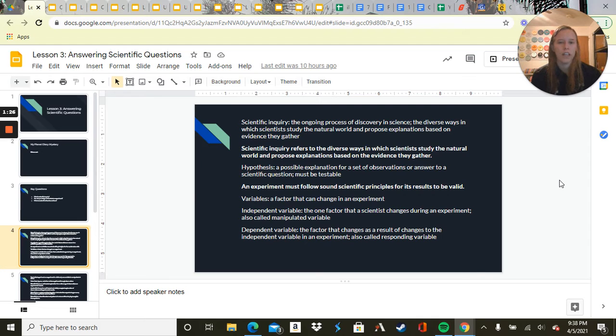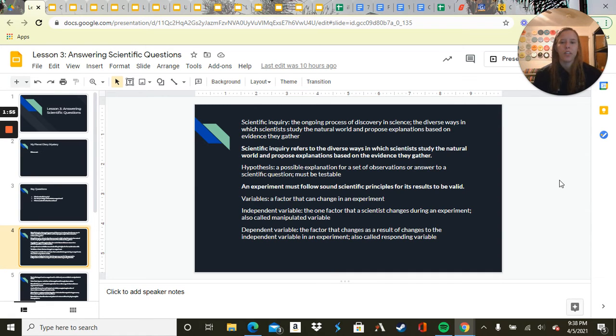So it refers, again, to the diverse ways in which scientists study the natural world and propose explanations based on the evidence they gather. A hypothesis is a possible explanation for a set of observations or answer to a scientific question. It must be testable. So an experiment must follow sound scientific principles for its results to be valid. And if we come back in person, we will do an experiment or two, hopefully, and talk more about that in detail.